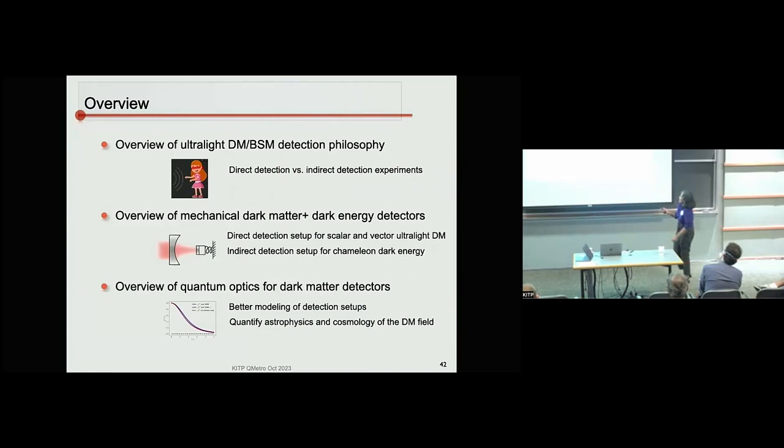Because you have a lot of mass that can be well isolated, you can use mechanical systems to look for dark matter and dark energy, to think a little bit about what is the signal and why. And also, they are all bosonic fields. So the old school quantum optics of bosonic fields applies, and one can use that to design and model better detection setups. And not just that, lift the veil on the astrophysics and cosmology of ultralight dark matter fields, as we have done with light.